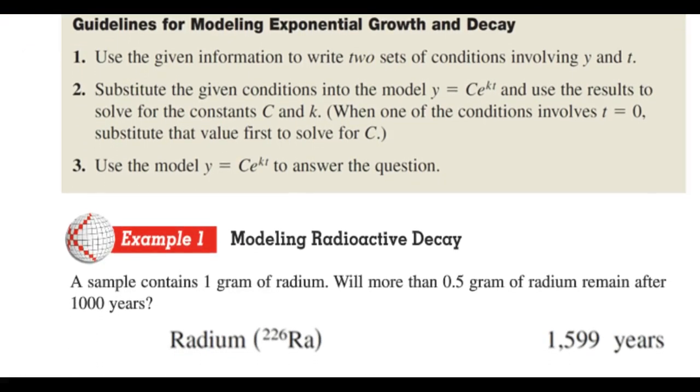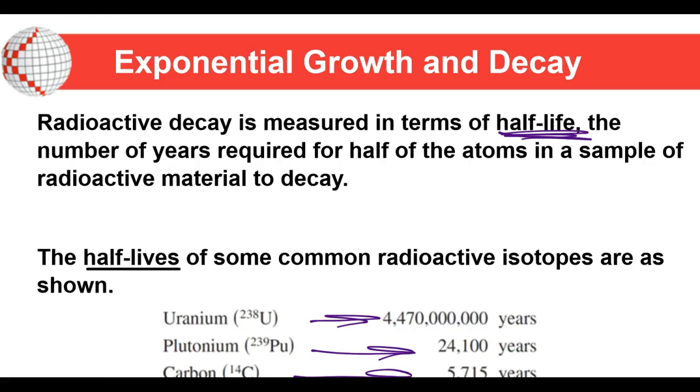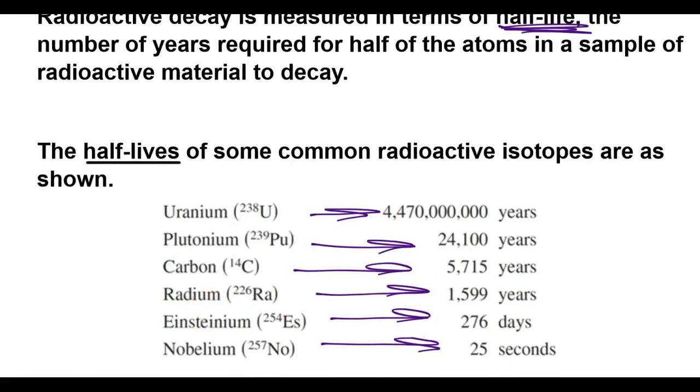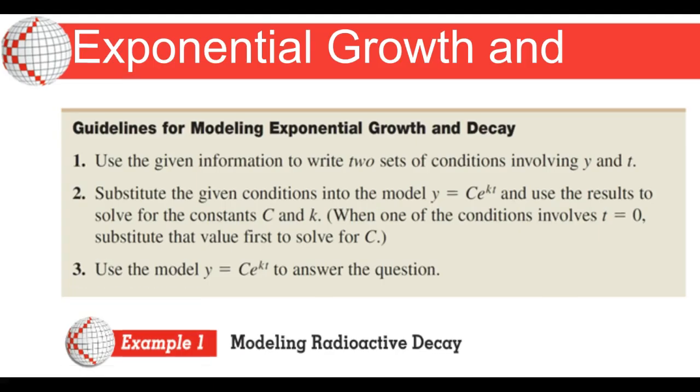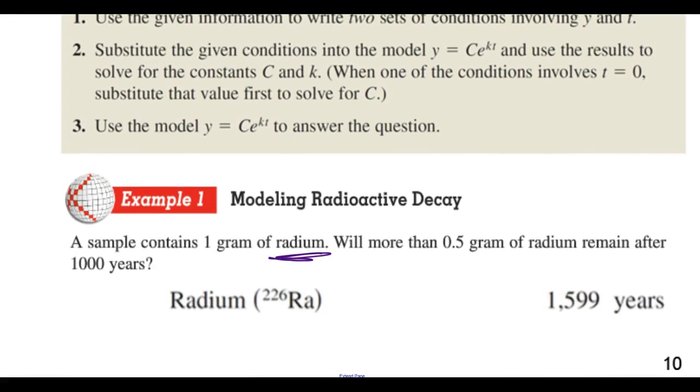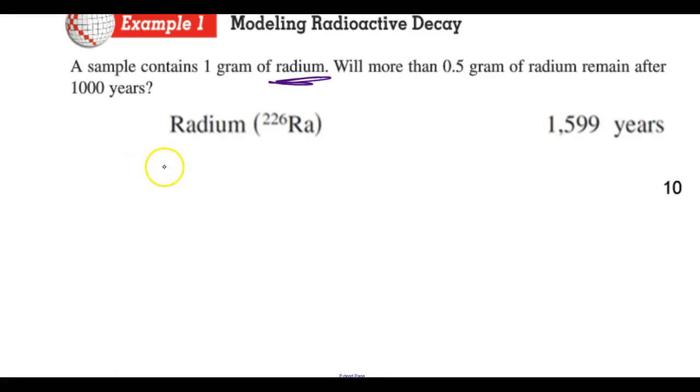So here's example number 1, and it says radium, so we're going to use the chart for radium, and we find out that it takes 1,599 years for it to decay. So we're going to start right there. Either you could use the formula for PERT, or you could use the book's formula, which says y is equal to Ce^(kt). We're going to plug in, if it's half-life, then when C is 1, y is a half, and that takes exactly, I'll do k, and the amount of time is 1599.